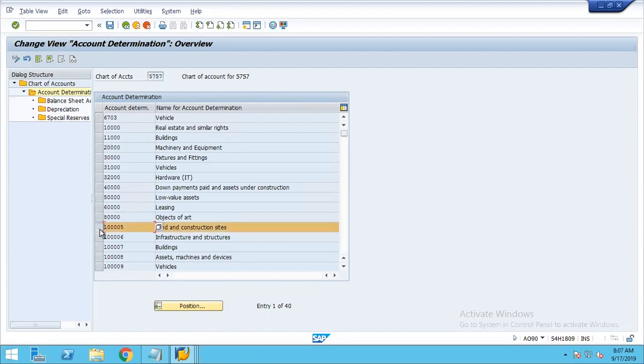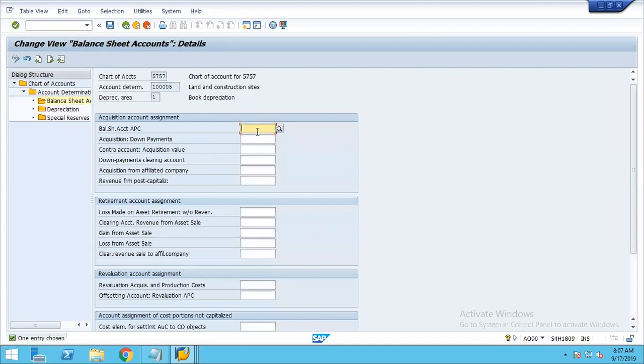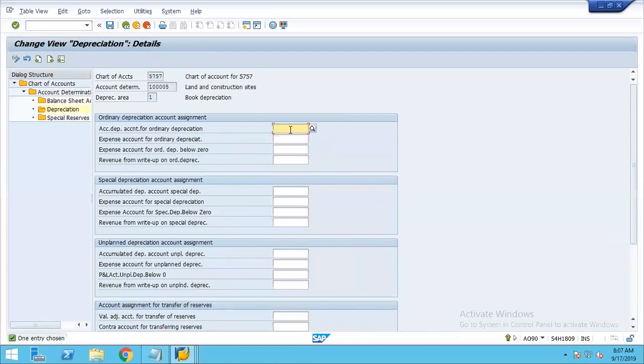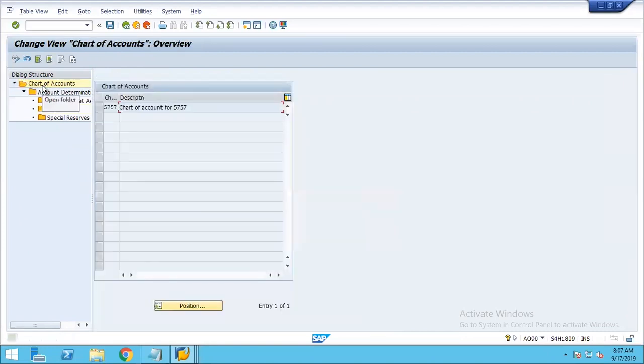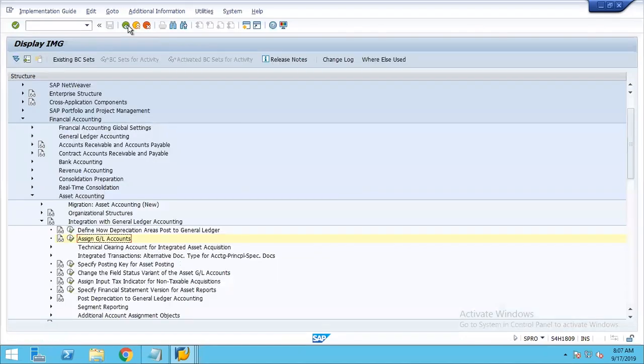Once you pick any asset class, you can see the GL accounts: what GL to be considered in the case of down payments, what GL account it has to consider at the time of procurement, and what GL it has to consider in the case of depreciation. All these things will be maintained over here. This is called account determination. So the important point is, first is asset class, the next one is account determination. Any questions?